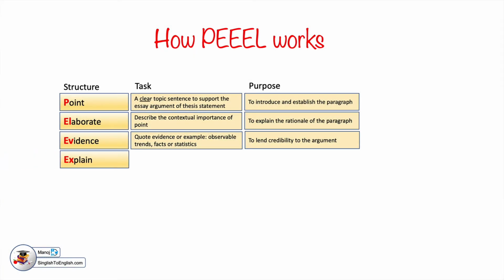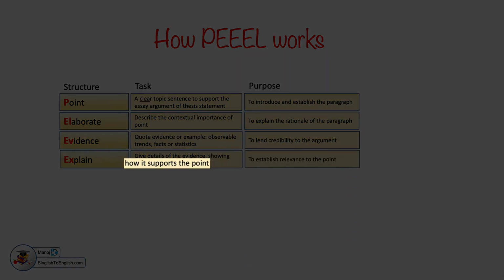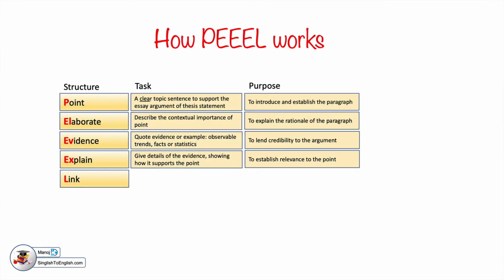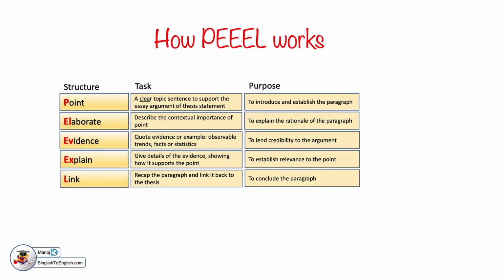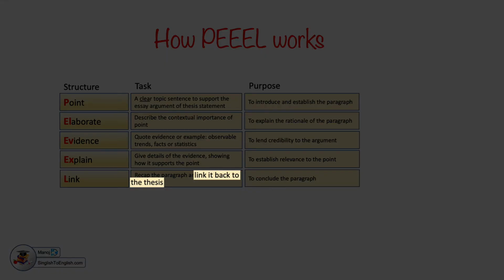E is for explain. Provide details of how the evidence or example supports the point for the reader to understand its relevance. L is for link. Conclude the paragraph by linking your point back to the essay question, topic or thesis.